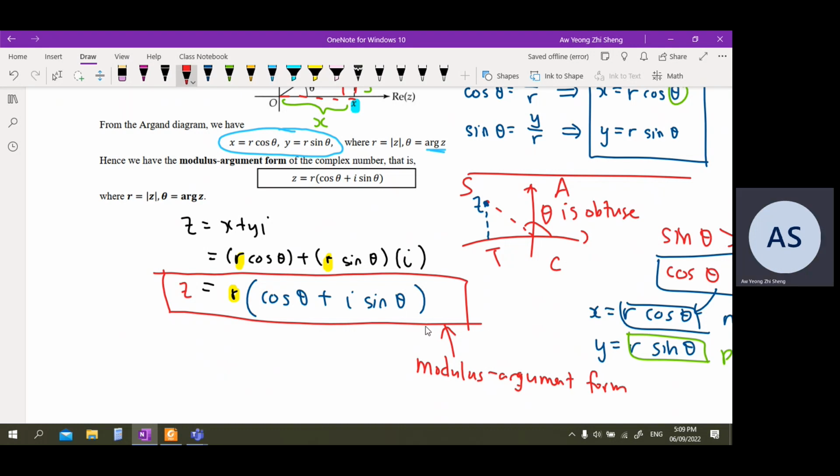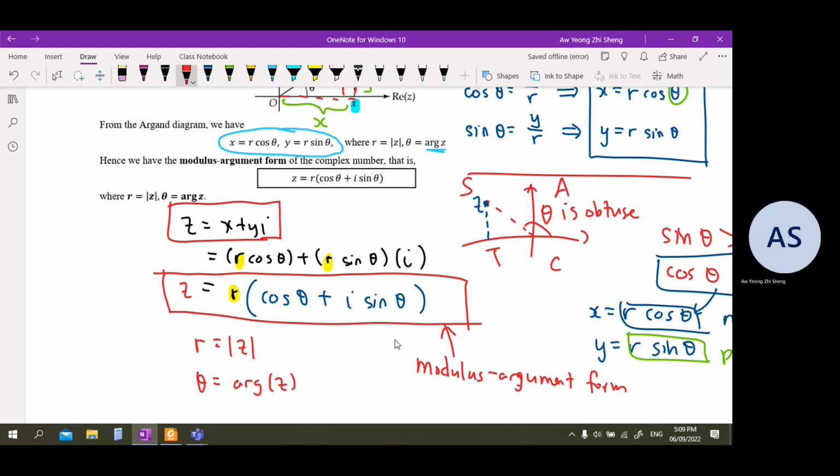And this is known as the modulus argument form of a complex number. And so the same complex number can be written as x plus yi. It can also be written as r cos theta plus i sin theta, where r is the modulus of z, theta is the argument of z. Okay, later on page 21, we are going to do a few examples converting between different forms of the complex number. For now, we just memorize first that the modulus argument form is the form r bracket cos theta plus i sin theta.